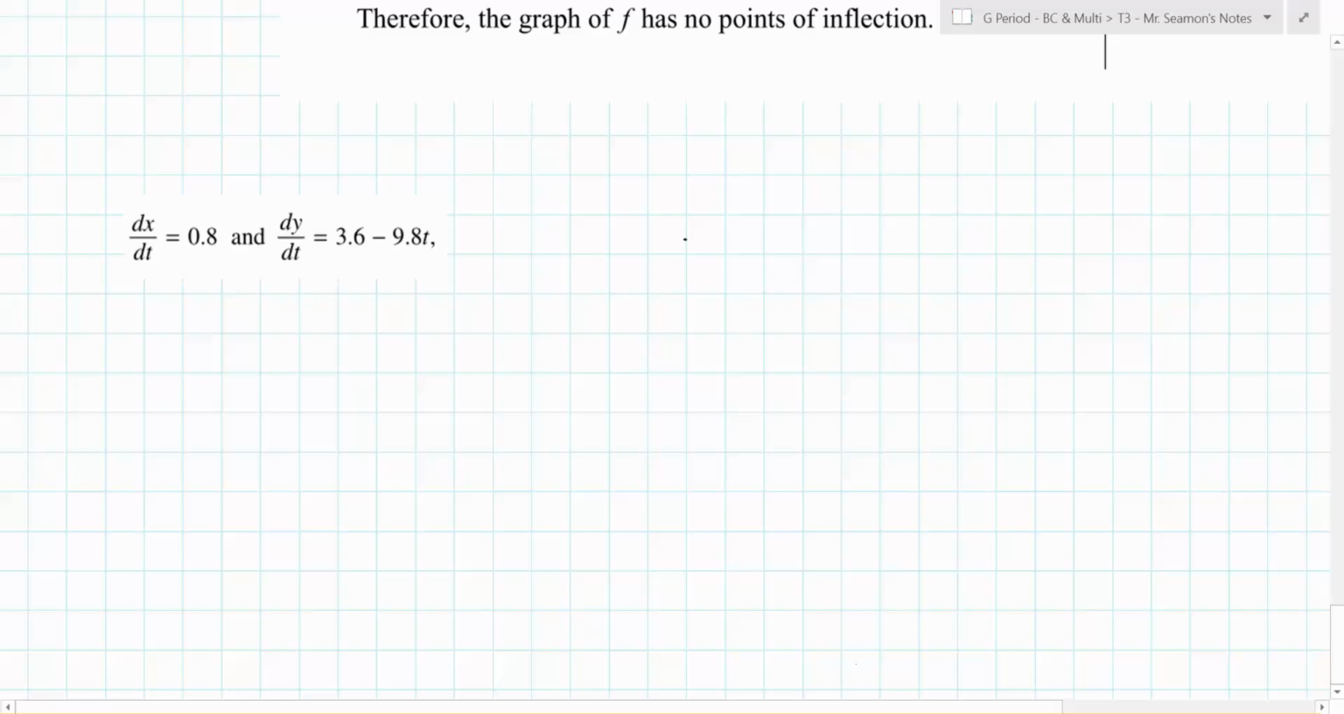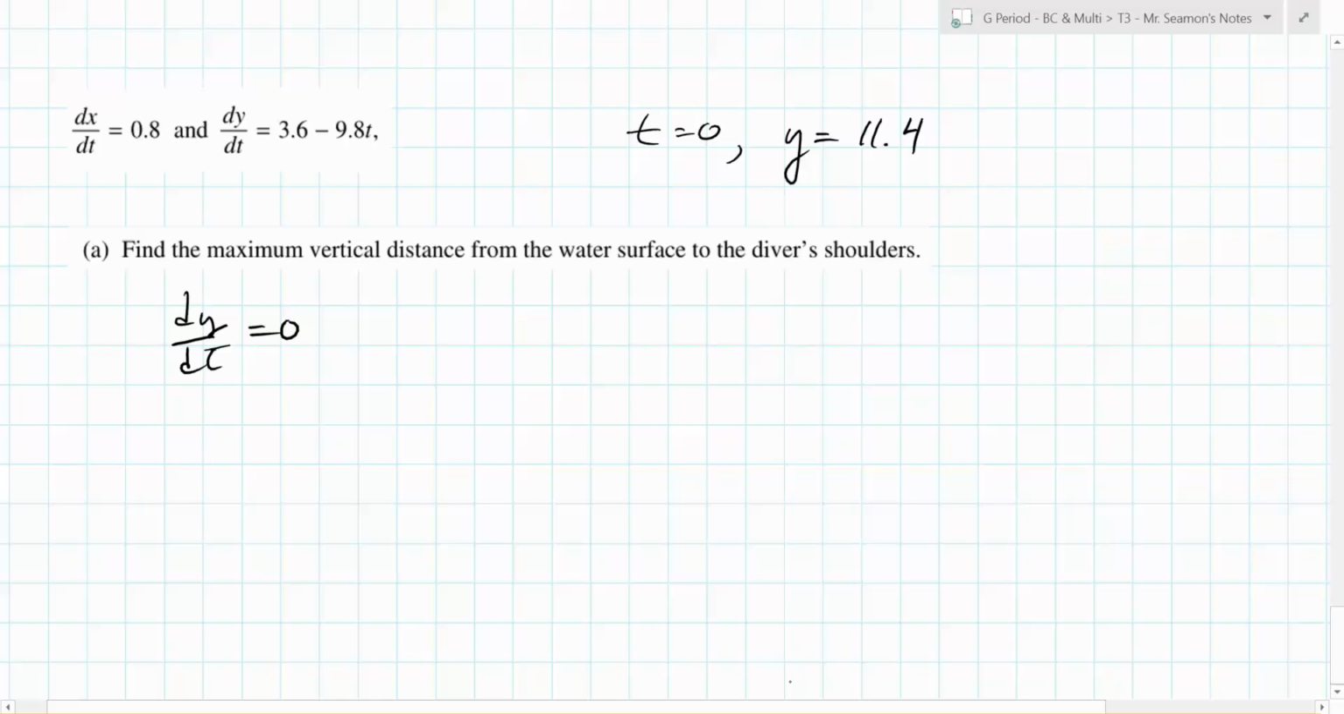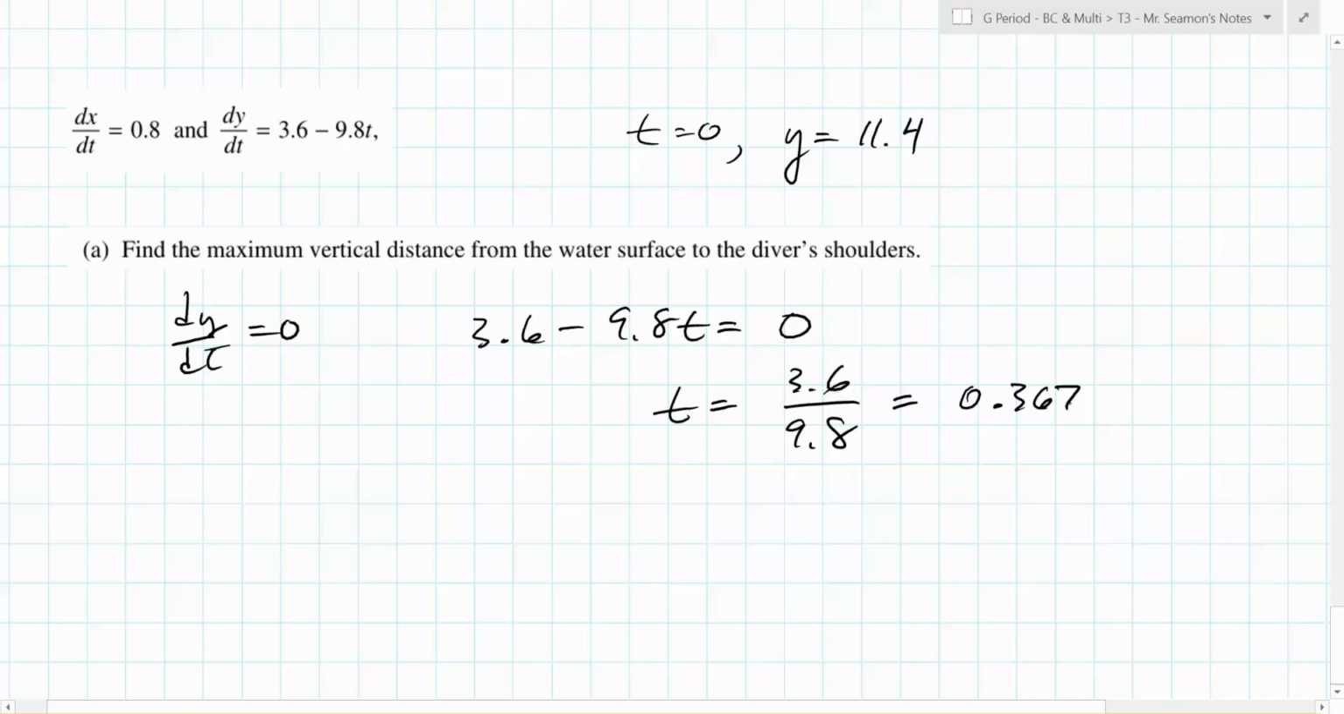Okay, so at time 0, it tells you that y is what? 11.4? Correct. Okay. It means he's not going up or down. So that means going up, stopping for an instantaneous second, not really, and then going down. So that happens when 3.6 minus 9.8t is equal to 0. So that's going to be when t is equal to 3.6 over 9.8, which is what? 0.367. So that's the time, right?